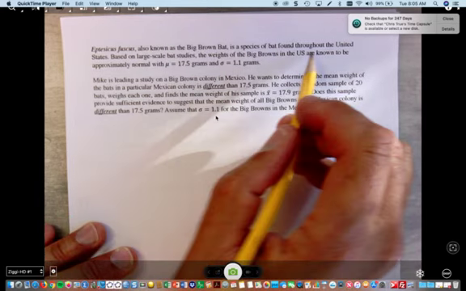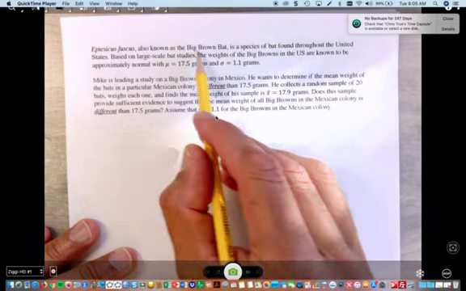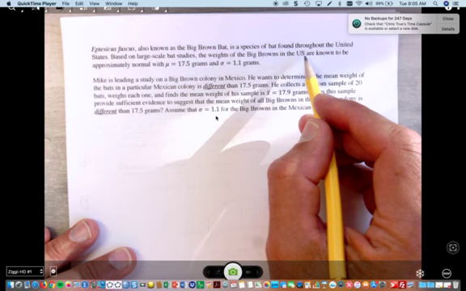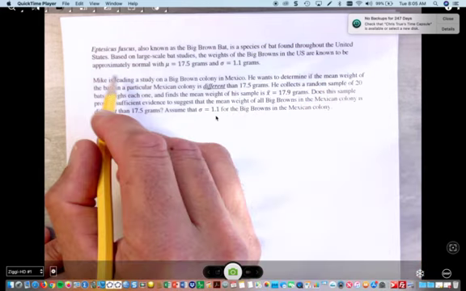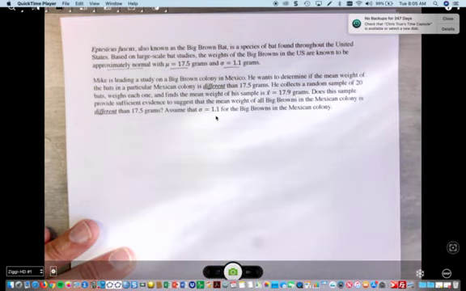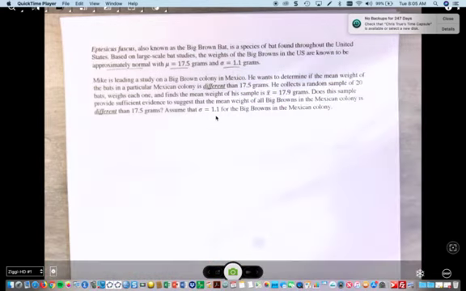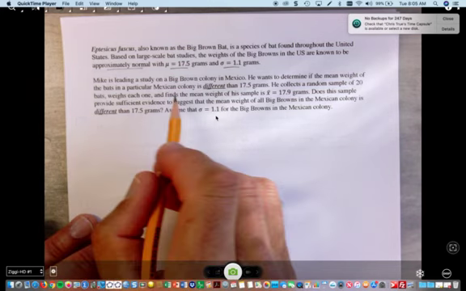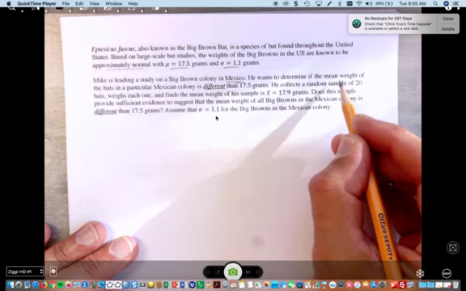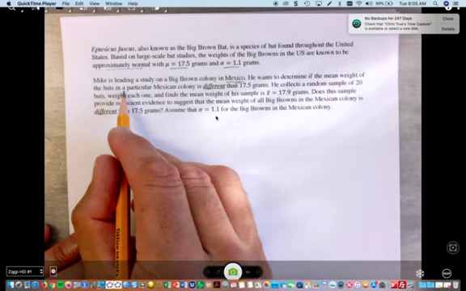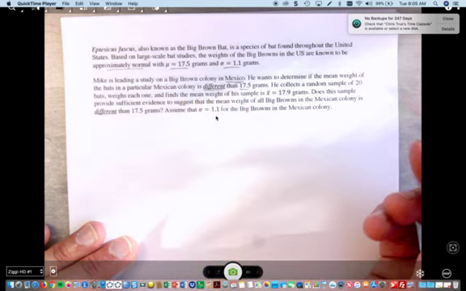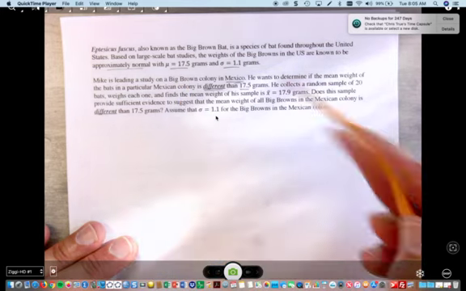Let's say that he's been studying these bats. There have been some large-scale bat studies, and the weights of the big brown bats in the United States are known to be approximately normal, with a mean of 17.5 and a standard deviation of 1.1 grams. This is for adult bats. Mike is studying some brown bats in Mexico. He wants to determine if the mean weight of the bats in a particular Mexican colony is different than 17.5. Are they different than the ones in the United States?